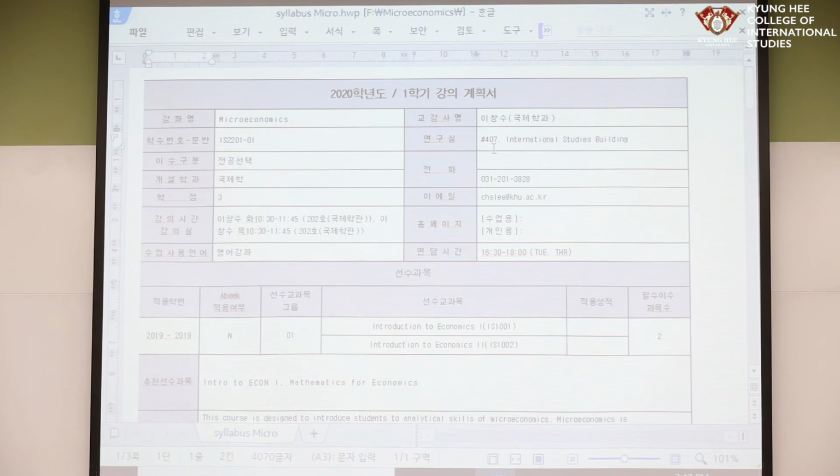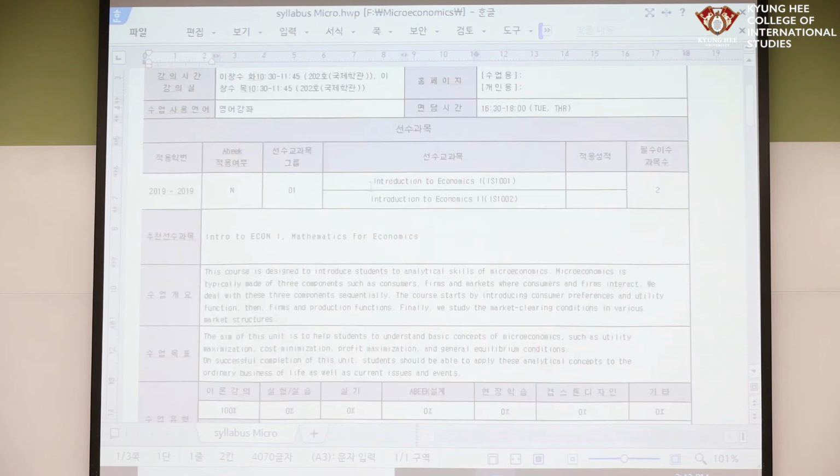My office is in this building, room 407. The prerequisite of this course is introductory level micro and macroeconomics. My recommendation is to also take Mathematics for Economics, more than the required courses, because mathematical skills are required to understand my intermediate level course.